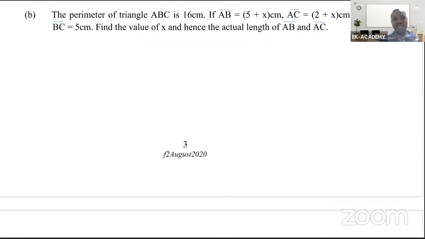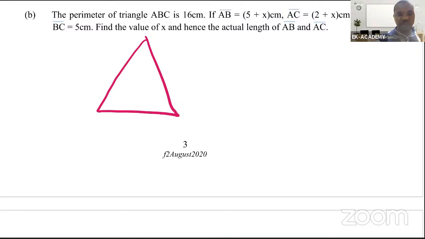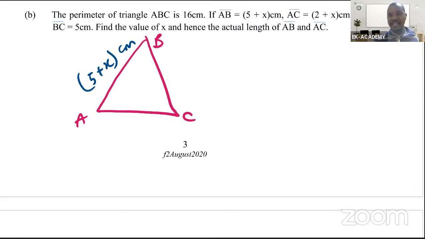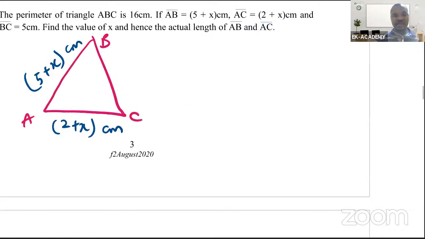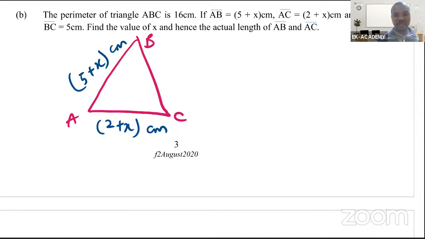Question says that the perimeter of triangle ABC is 16. So we have a triangle ABC, whereby AB is 5 plus x centimeter, AC is 2 plus x centimeter, and BC is 5 centimeter.